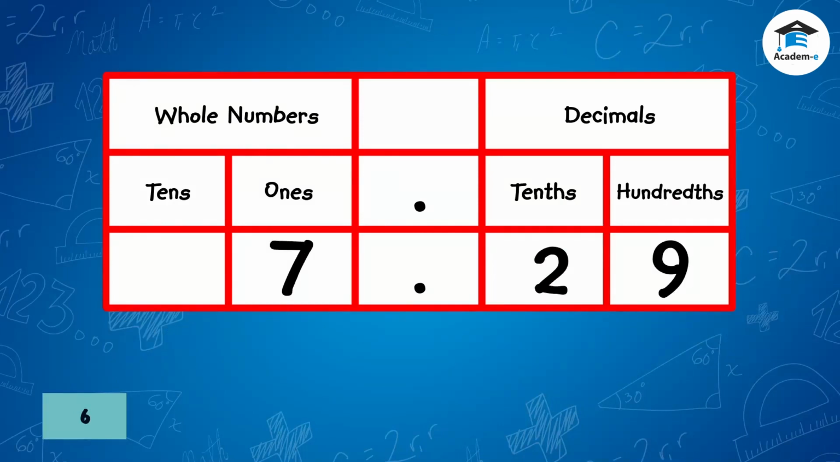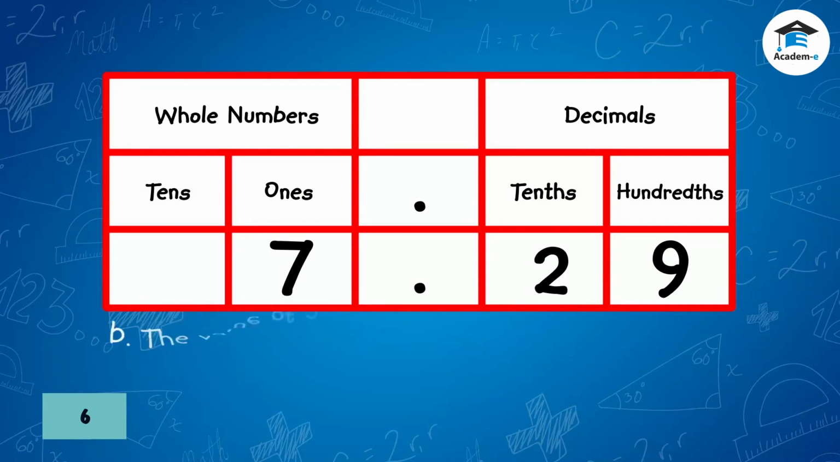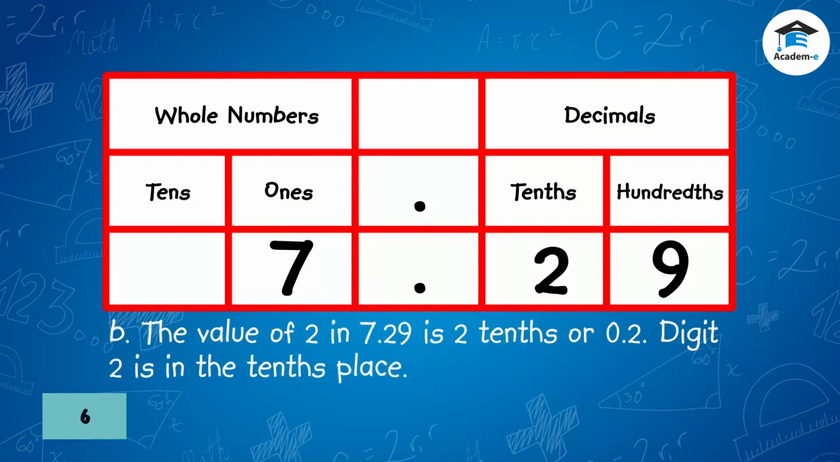Here's another example. We have 7 and 29 hundredths or 7.29. The value of 7 is 7 ones or 7. The digit 7 is in the ones place. The value of 2 is 2 tenths or 0.2. The digit 2 is in the tenths place.